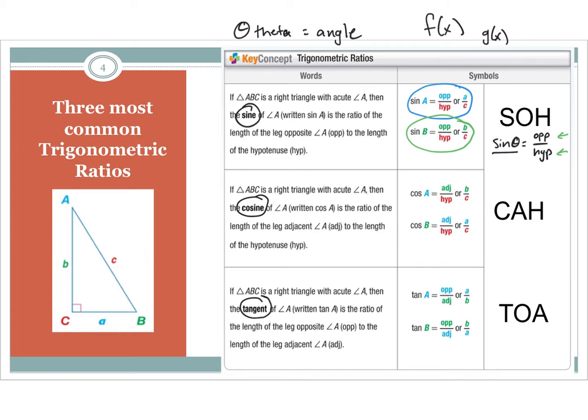We go over to cosine. We've got cosine of theta is equal to the adjacent side over the hypotenuse. And then the tangent of theta is equal to the opposite side over the adjacent. Okay? These are the three main ratios, and if you can remember SOHCAHTOA, you can remember the order of the ratio. Let's do some practice.